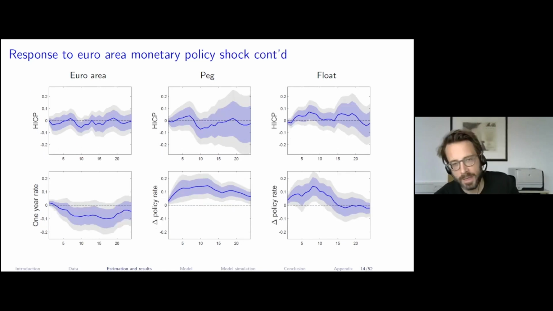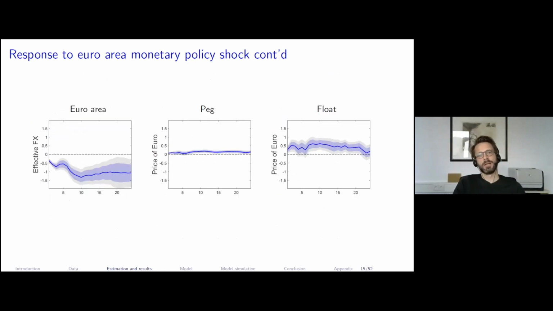So here we look at the HICP, Harmonized Index of Consumer Prices. Again, similar adjustment patterns. We look at interest rates in the euro area. We look at the interest rate differential for peggers and floaters in the policy rate. And importantly, you see that there is some monetary tightening both in the peg and on the float.